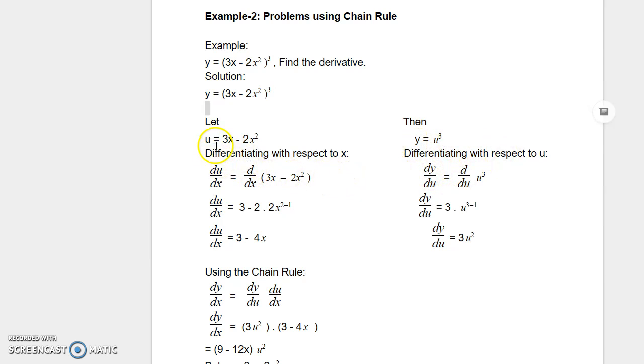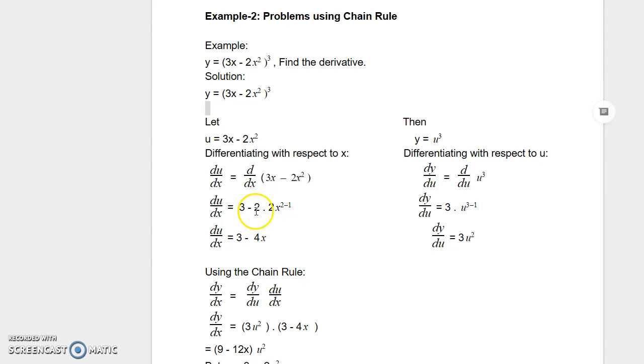Okay, let's start here. u is equal to 3x minus 2x squared. Differentiating with respect to x, du by dx is equal to d by dx of the same thing, 3x minus 2x squared. So d by dx, the differential of 3x is 3. The differential of 2x squared, we're going to use the chain rule here.